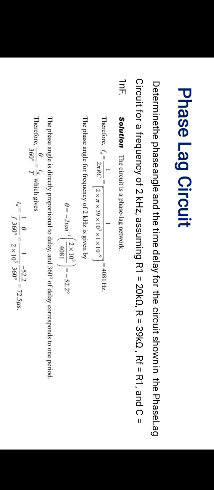4081 Hz. The phase angle at 2 kHz is theta equal to minus 2 tan inverse of 2 into 10 power 3 by 4081 equal to minus 52.2 degree. Then Td equal to 1 by f into theta by 360 degree. Substituting the values, we get the answer 72.5 microseconds.